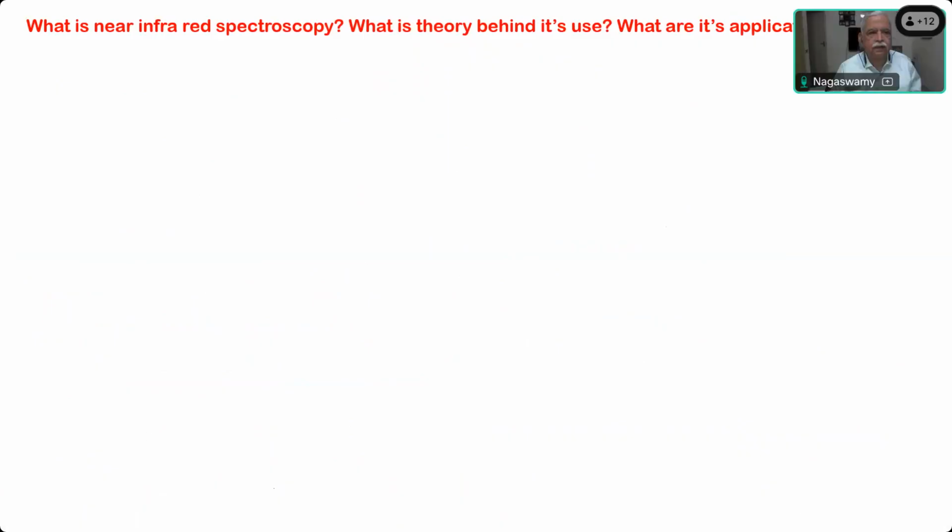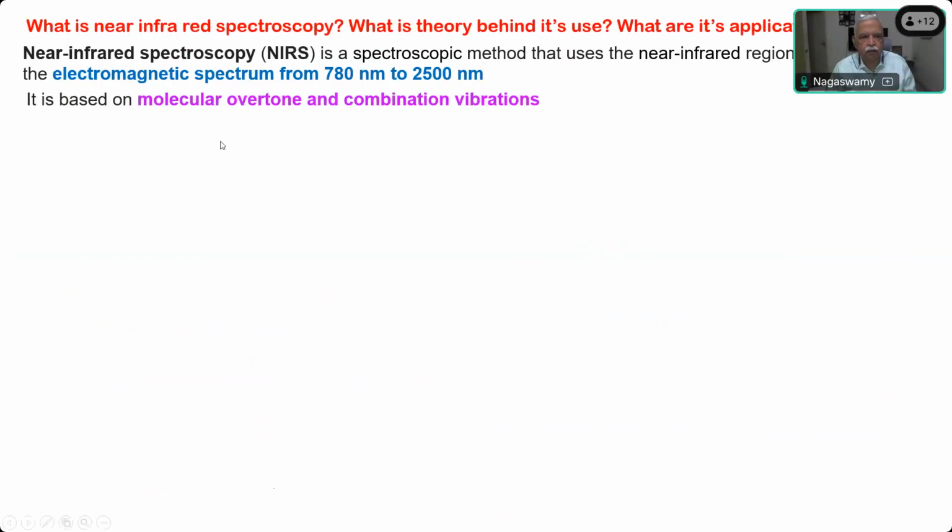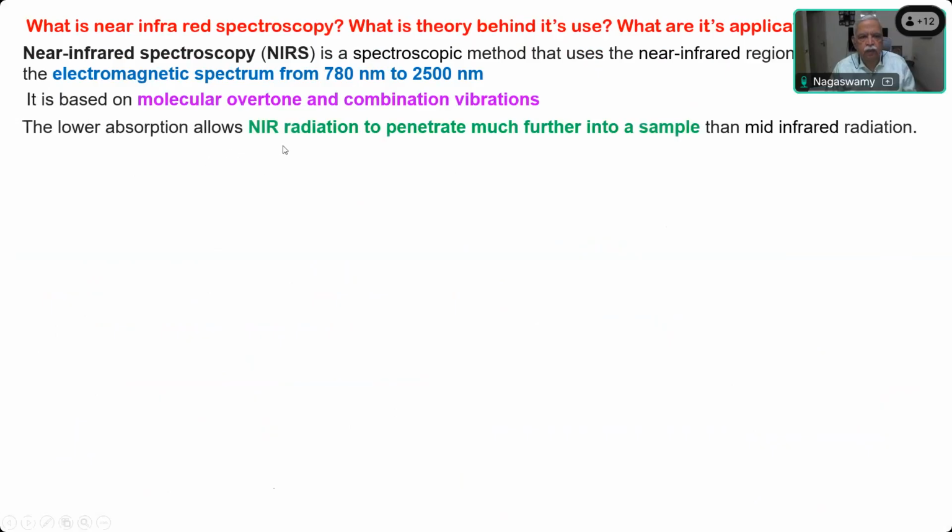Neuro, regional oxygenation. Okay, near infrared spectroscopy is a spectroscopic method that uses the infrared region of the electromagnetic spectrum, between 780 nanometers to 2500, whereas our pulse oximetry uses 660 and 940, 990. So this is higher than that. It's based on molecular overtone and combination vibrations. The lower absorption allows NIR radiation to penetrate much farther into the sample. It's very useful for probing bulk material with no sample preparation.